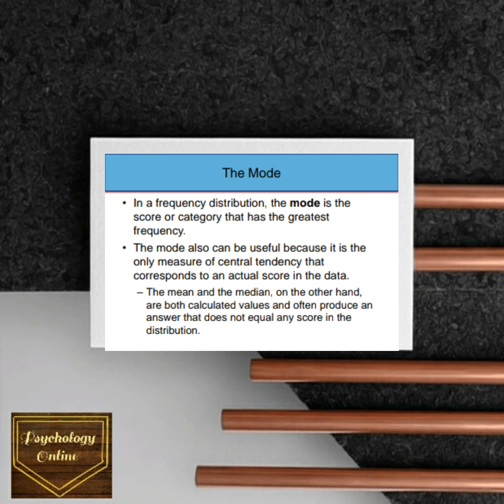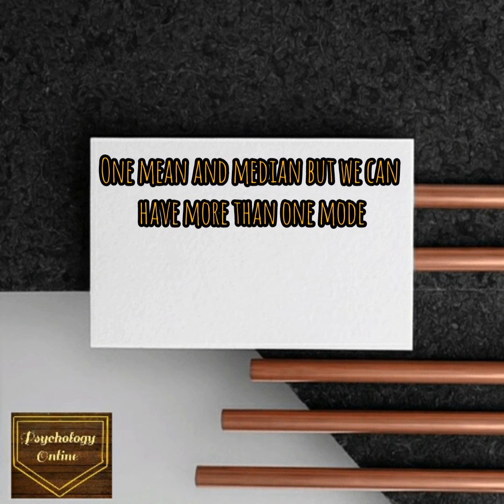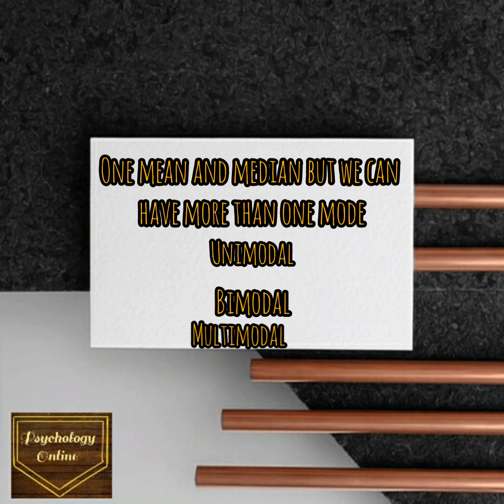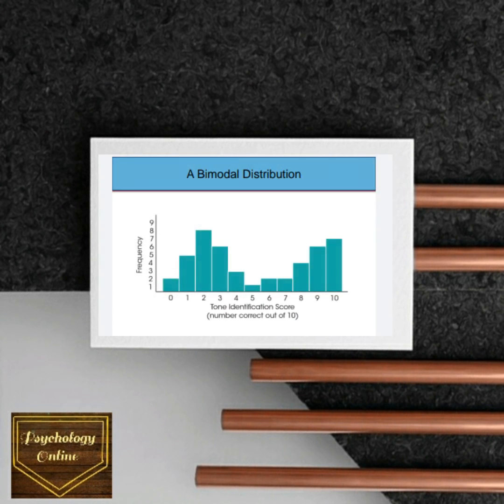In a distribution, we have only one mean and one median, but we can have more than one mode. On the basis of this, we can have unimodal with one mode and one highest peak, bimodal with two modes and two peaks, multimodal with many modes and more than two peaks. In a unimodal distribution that is symmetrical, mode, median and mean are all the same and equal.